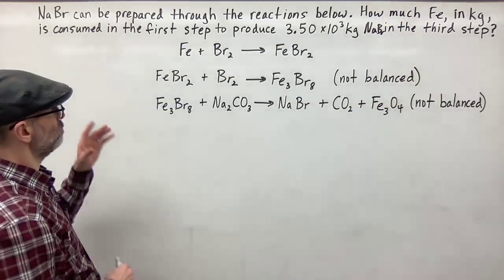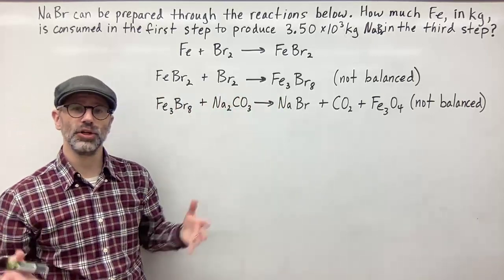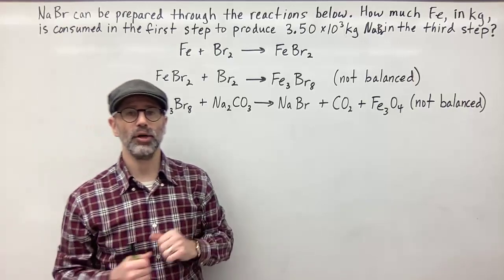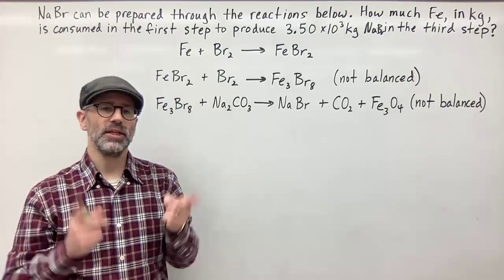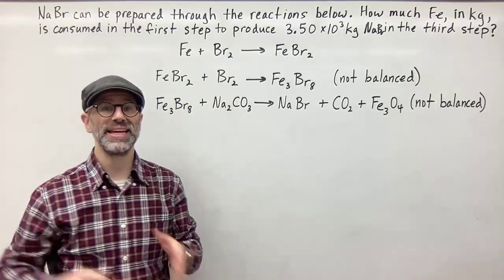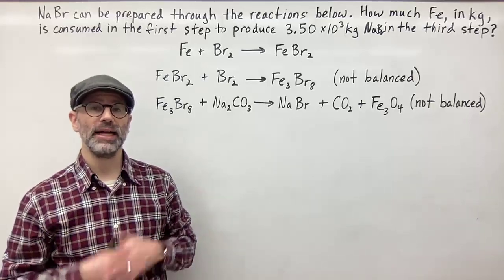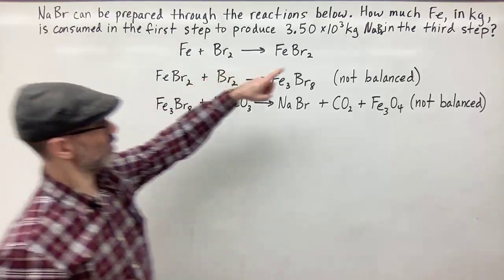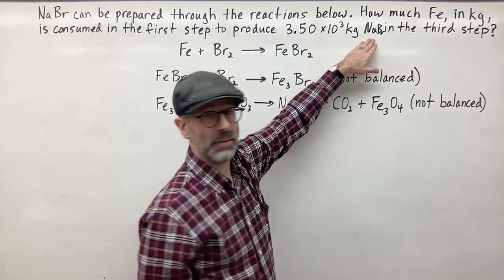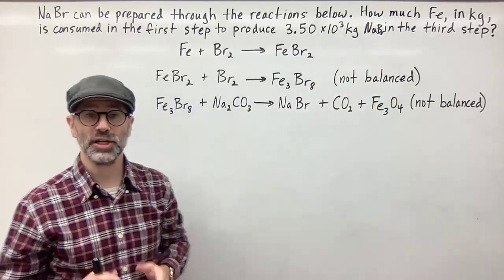Okay, so first thing we need to do is balance the equations, because in order to use stoichiometry, you have to have balanced equations. So how do I know that this is a stoichiometry problem? Because stoichiometry requires that you go from one substance to a different substance using a balanced equation. The fact that they're asking me about iron and giving me a certain amount of NaBr, which is a different substance, means I need to use stoichiometry to do that.